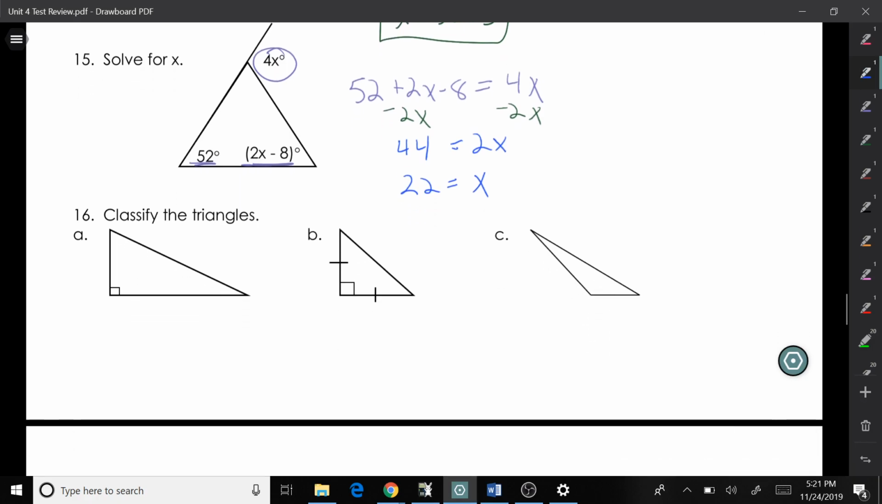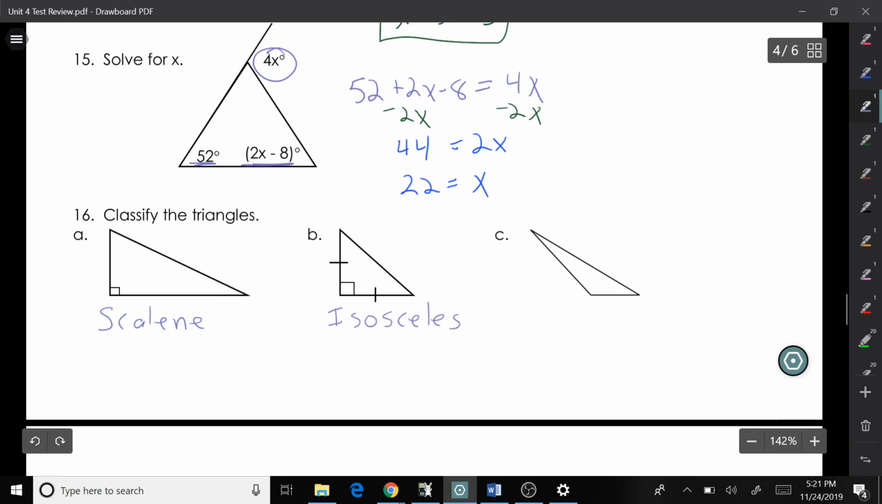Alright, so classify the triangles. Remember, we can classify the triangles by the sides and angles. So I'm going to classify all these by the sides first. There are no markings at all anywhere, so this is a scalene triangle because there are no congruent sides. This one has two congruent sides, so this is isosceles. And this one has no congruent sides, so this is scalene as well. So scalene, no sides are congruent. Isosceles, two sides are congruent, and equilateral, all three sides are congruent.